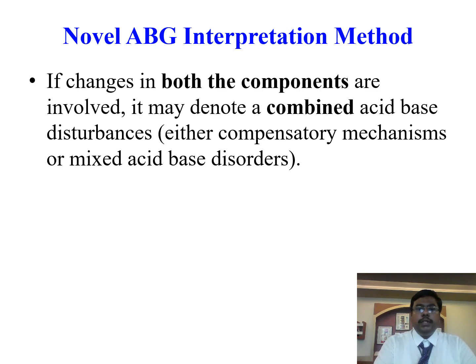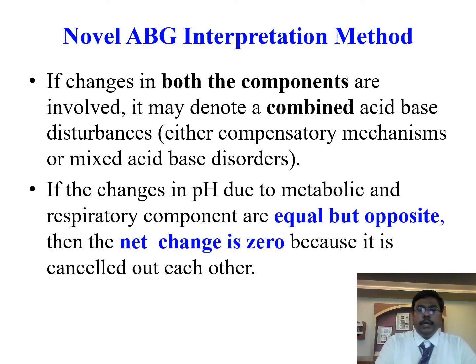If changes in both the components are involved, it may denote a combined acid-base disturbance. Either it can denote a compensating mechanism or mixed acid-base disorders. If the changes in pH due to metabolic and respiratory component are equal but opposite, then the net change is 0 because they cancel each other out. So in one of the examples I showed you, pH is 7.4, delta pH will be 0, because 7.4 minus 7.4 is 0, because both the metabolic and respiratory components are equal in magnitude but the direction is opposite. One will be in plus sign, the other will be in minus sign. So the net change is 0.